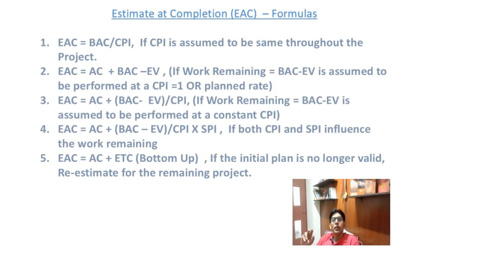The second formula is EAC is equal to AC plus remaining work. Now the work remaining is equal to BAC minus EV. This formula is used when the assumption is that the present cost variance was only a one-time event and our budgeted cost will be applicable for the remaining project.